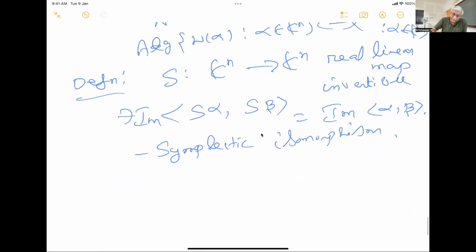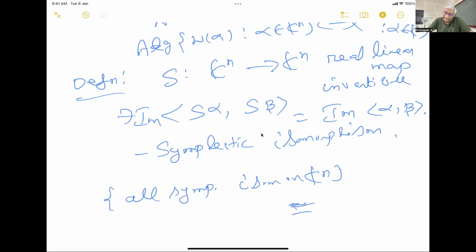So now if we have a symplectic isomorphism, this is also called spin group or something. S is a symplectic isomorphism. This is actually a map in R2n. There is a different definition. It's also called Sp2n, I think. Real, linear, invertible, and preserves the inner product. Two inner product spaces with a map that preserves the imaginary part of the inner product, that's called a symplectic isomorphism between them.